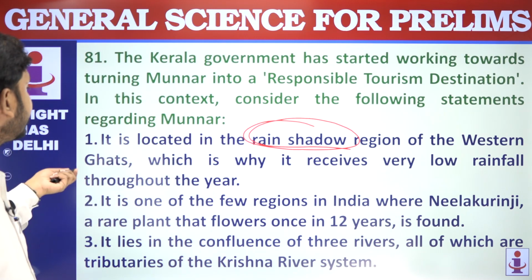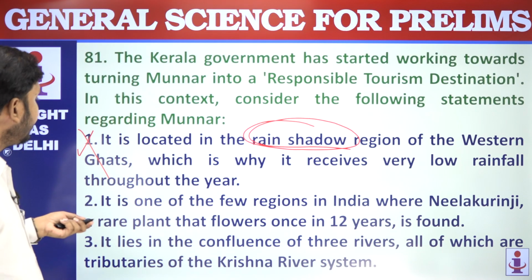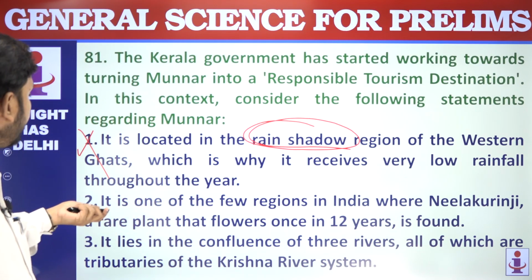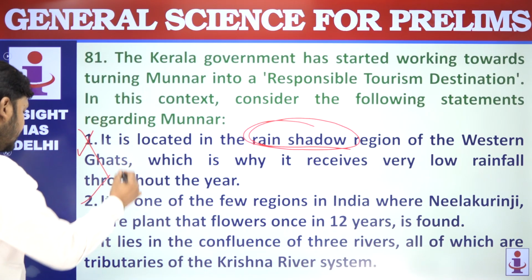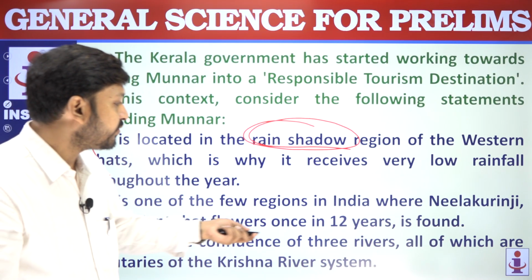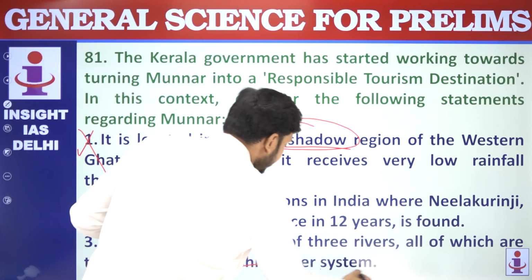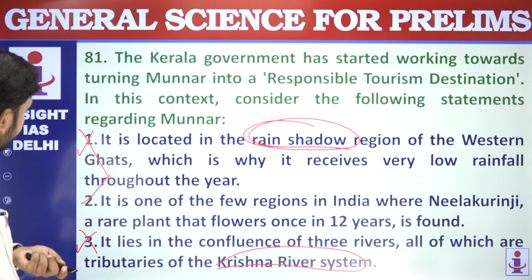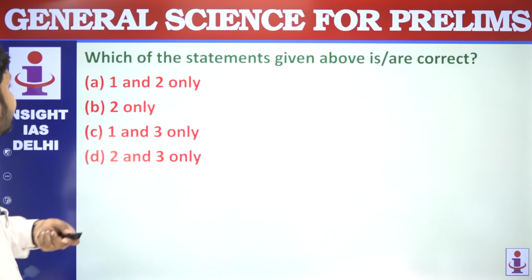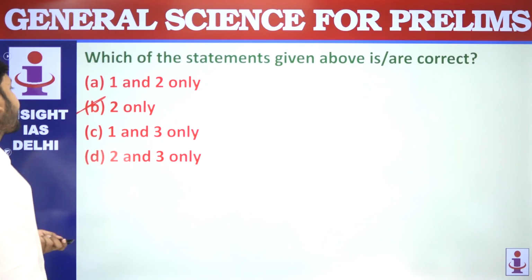Region of the Western Ghats, which is why it receives very low rainfall. No, it gets very decent rainfall. Wrong. It is one of the few regions in India where Neelkurinji, a rare plant that flowers once in 12 years, is found. This is right. And it lies in the confluence of 3 rivers, all of which are tributaries of Krishna. No, the river is Periyar river, not Krishna river. So only one statement is correct and they are asking the correct one. So what is that one? Second statement is correct. So it is B.